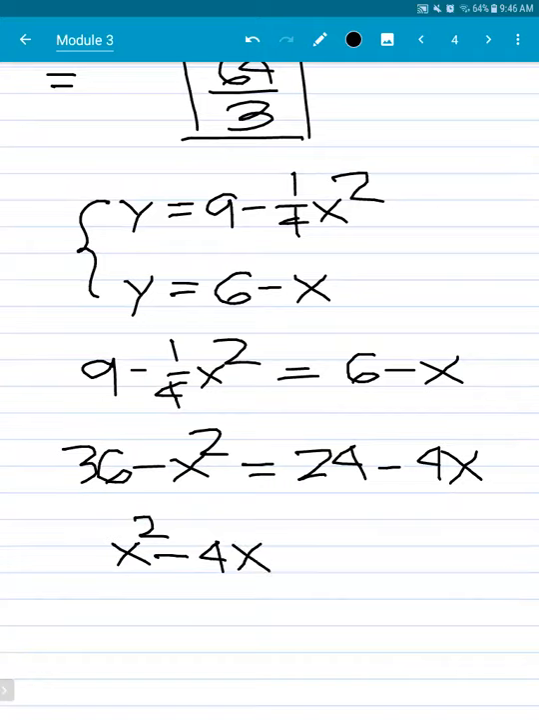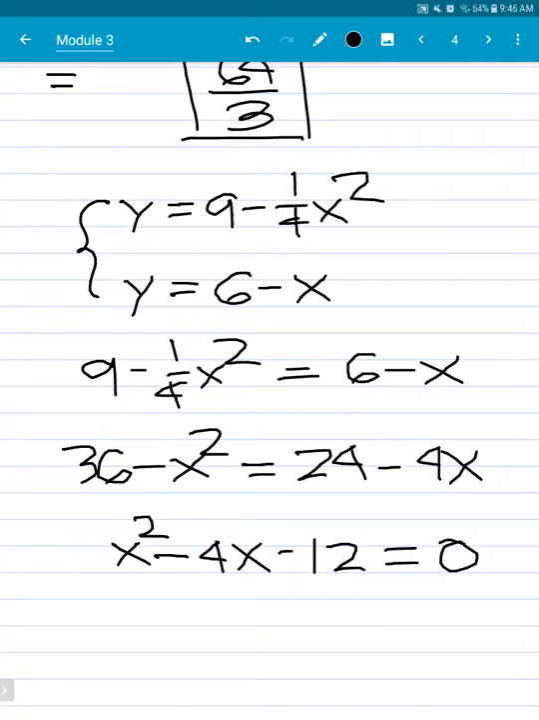You'll get this x squared minus 4x. Oh, sorry, no need to factor out the constant. So you'll get this. Just rearrange, transpose everything to the right hand side, and the other side will become 0. Then I just switch the sides.